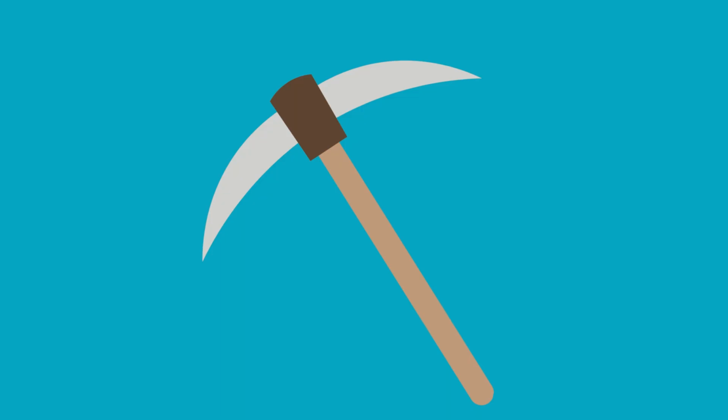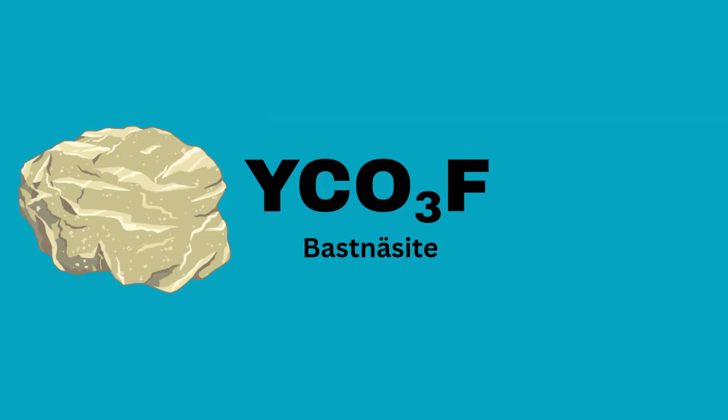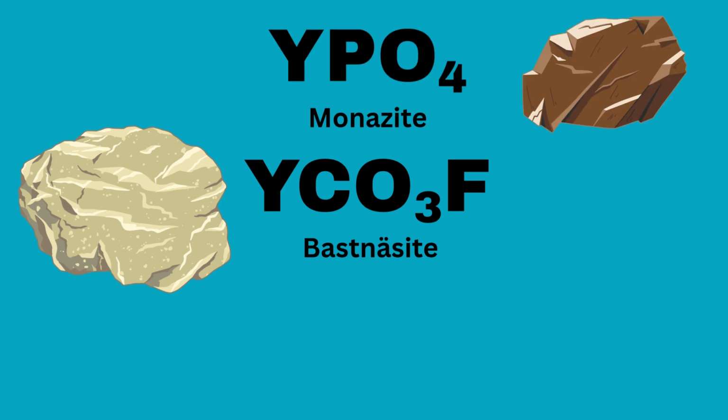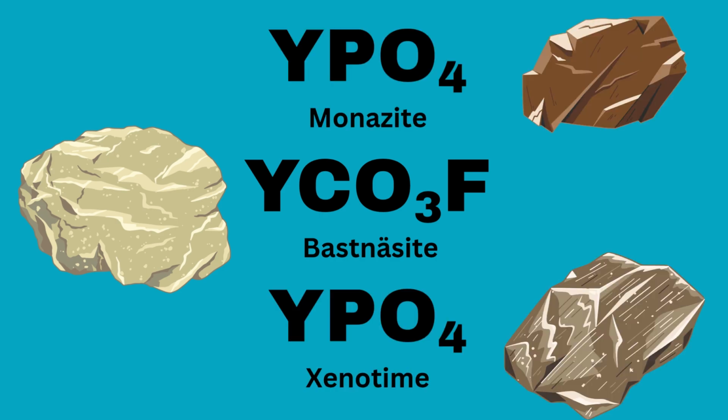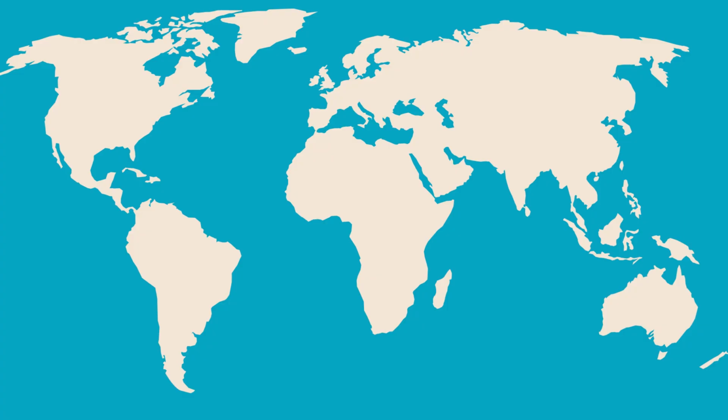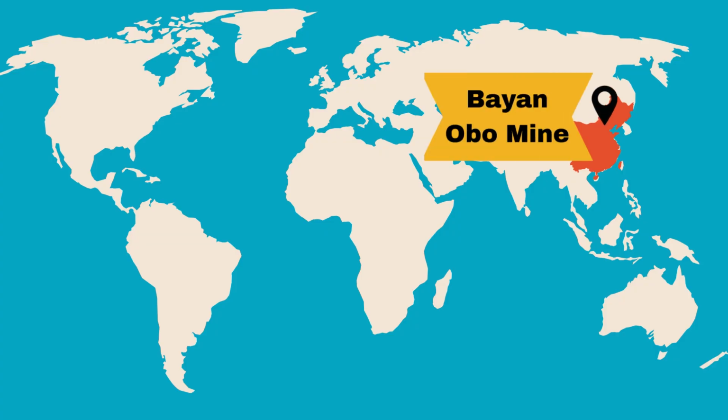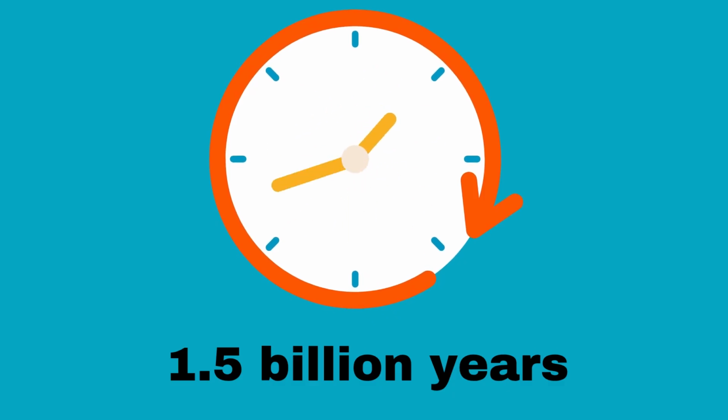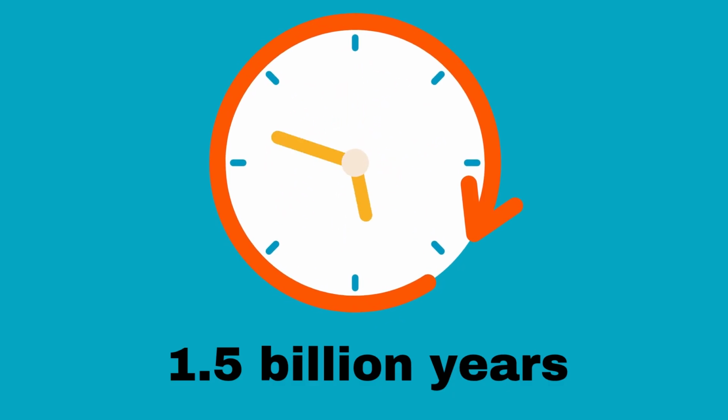Yttrium is primarily mined from a mineral named bastnäsite, which is made up of fluorine, carbon, and oxygen. Yttrium is also found in monazite and xenotime, which are mostly made from phosphorus and oxygen. All of these minerals are abundant in many other rare earth elements. Most of these rare earth deposits are located in China, which supplies the majority of our yttrium. One of the biggest deposits is the Bayan Obo mine. It formed about 1.5 billion years ago. That's almost 1/3 of Earth's age.